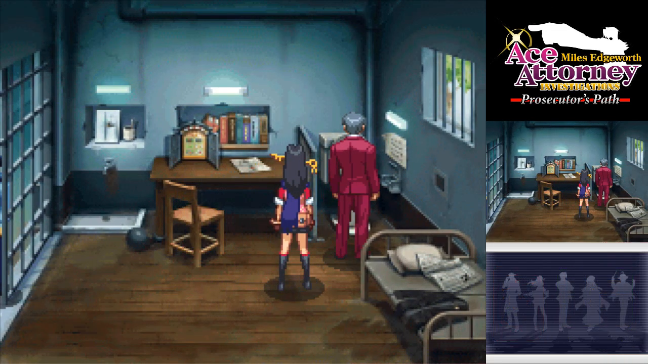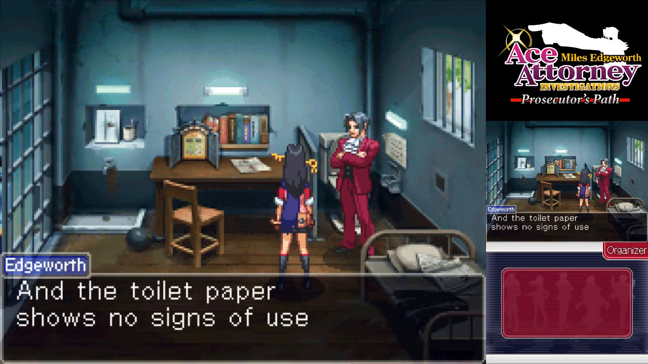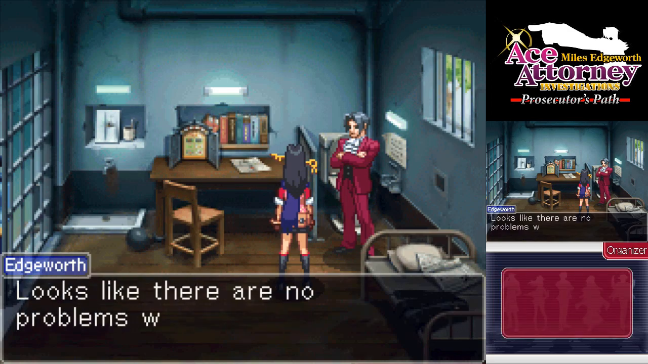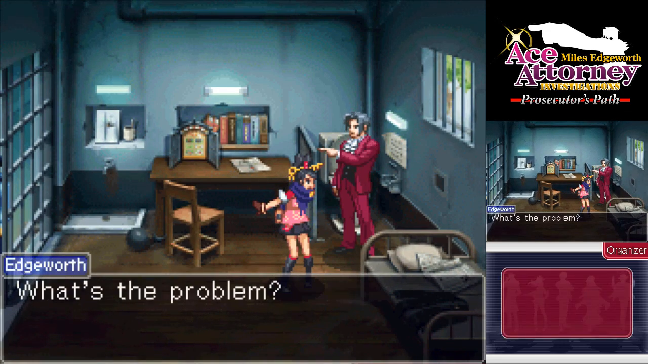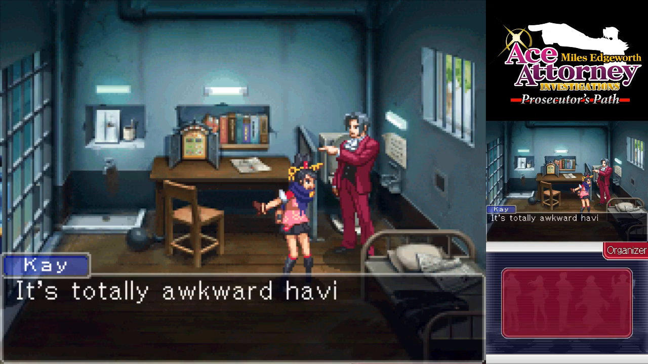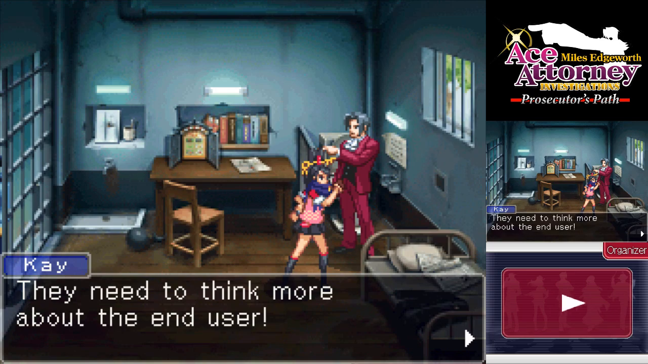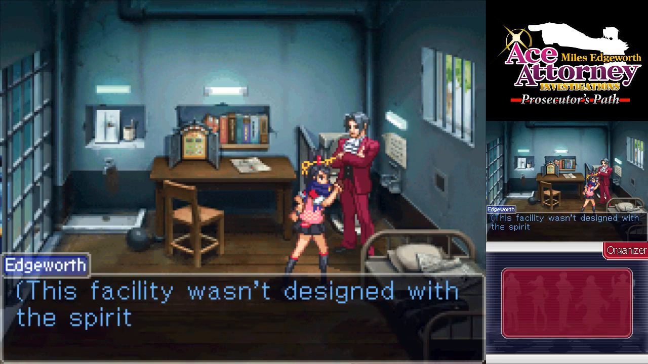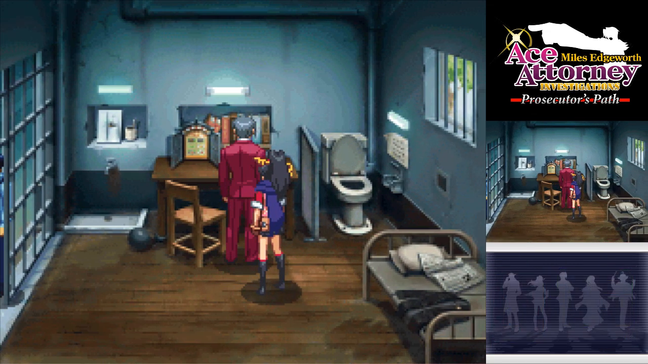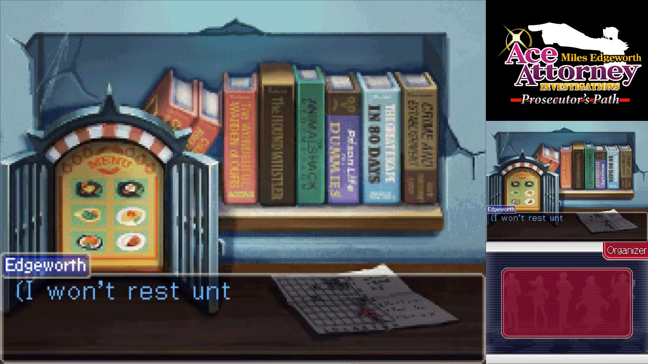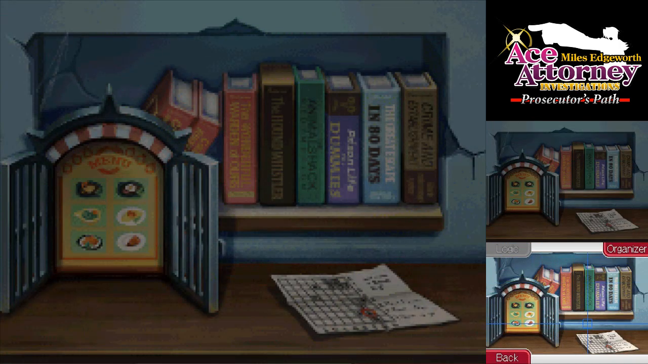Oh, hey, look, a toilet. It's not as dirty as I thought it would be. And the toilet paper shows no signs of use. Looks like there are no problems with the toilet. Eh? There's a huge problem. What's the problem? It's totally awkward having the toilet out in the open like that. They need to think more about the end user. This facility wasn't designed with the spirit of service in mind. I won't rest until I've inspected every suspicious-looking nook and cranny.